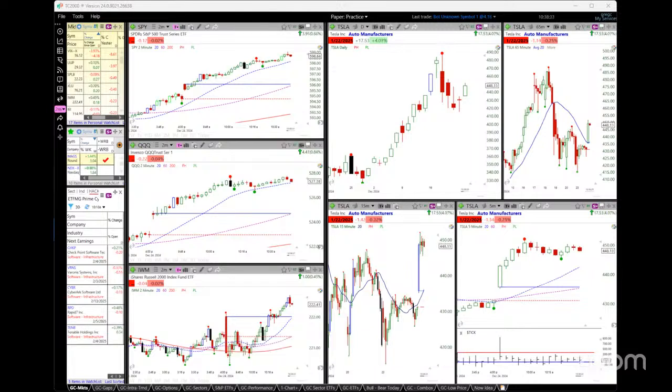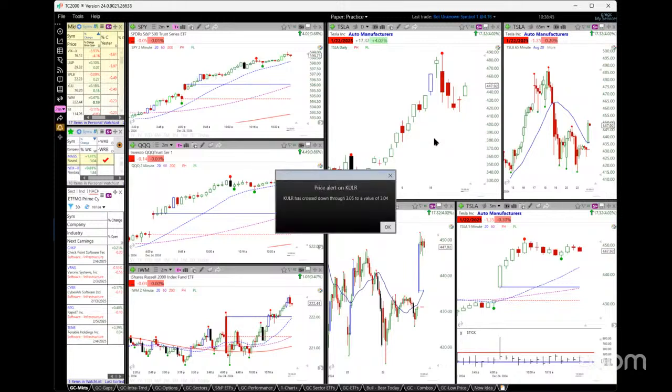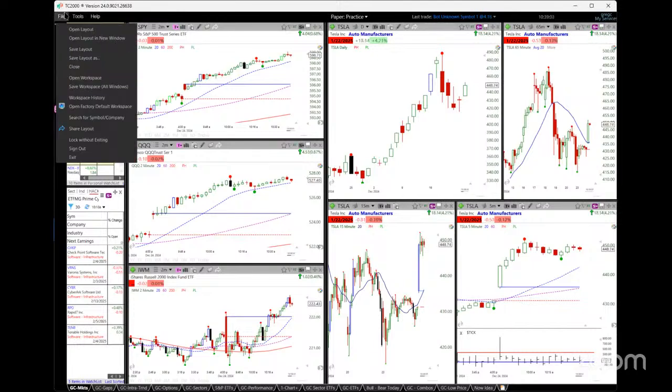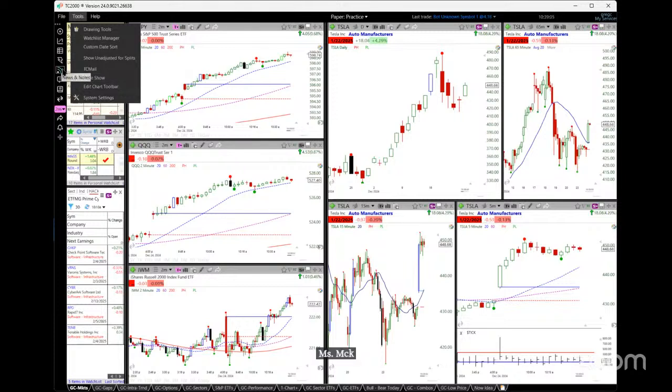All right, Q's might have breakout failure there on the 5. 1038. This McKesson's still hanging in here. I got my alarm, 581.